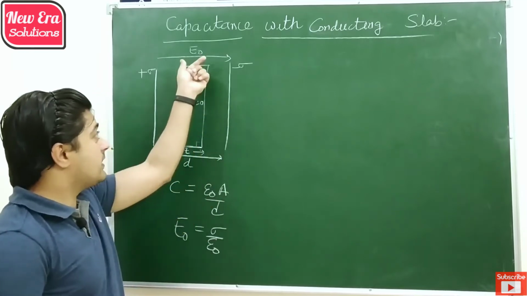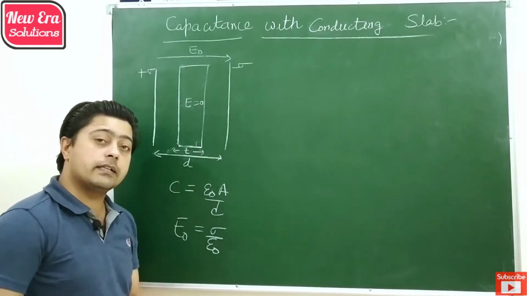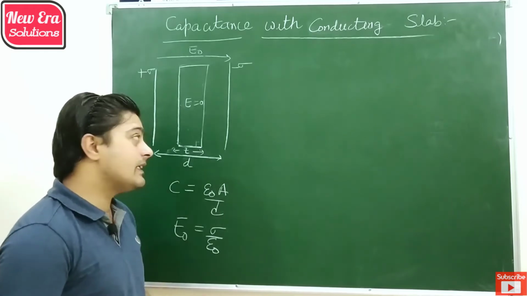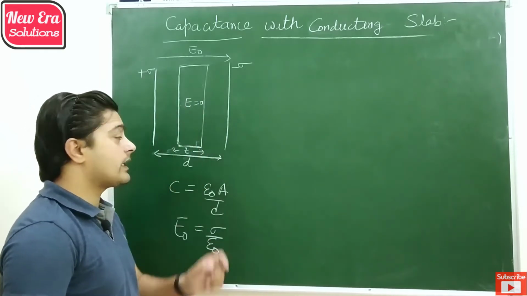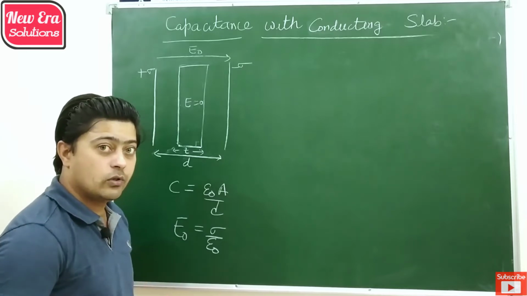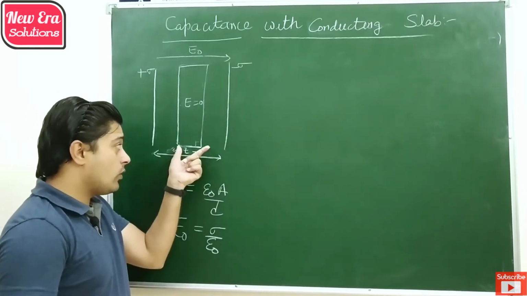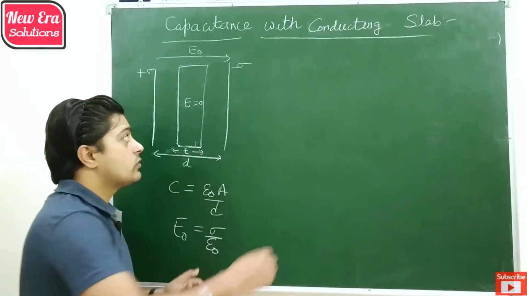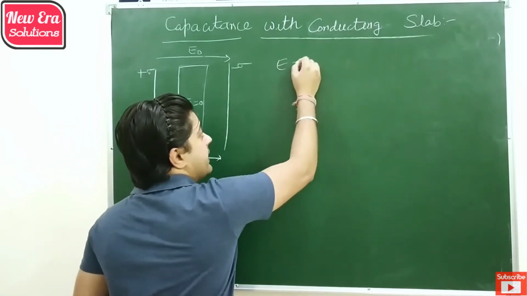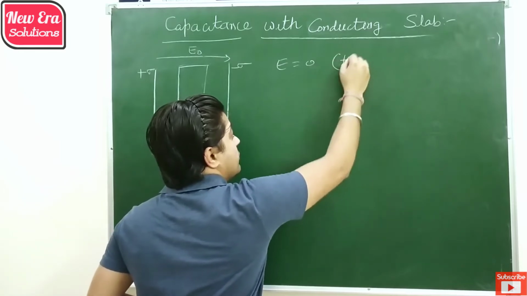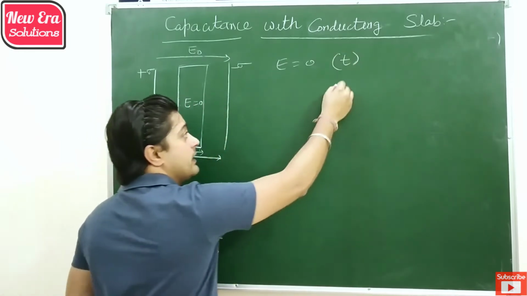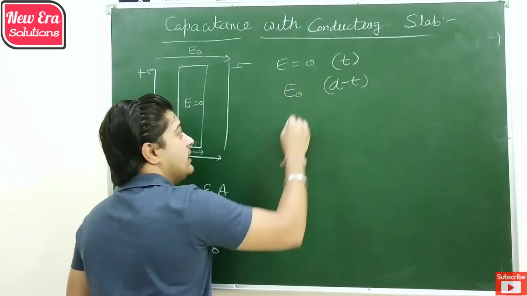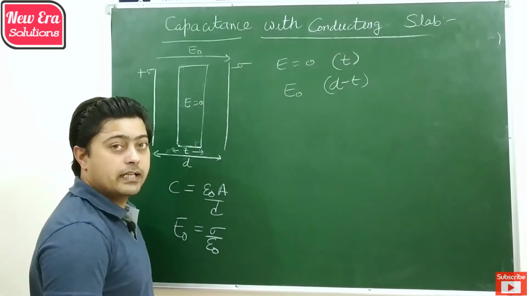Now, if we insert a conducting slab of thickness t in between the plates, then we know that inside a conductor the total electric field is always 0. Therefore, there is no electric field acting in the region t. So, zero electric field is acting up to a distance t, and in the remaining distance d minus t there is the external initial electric field.